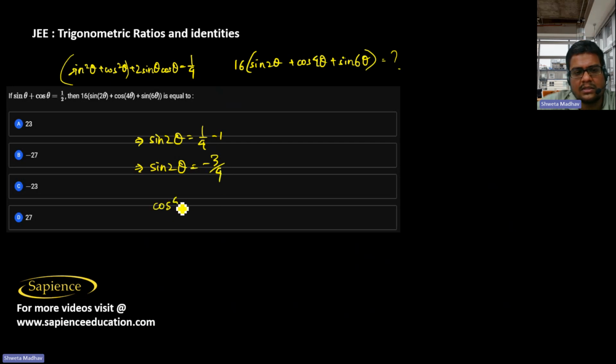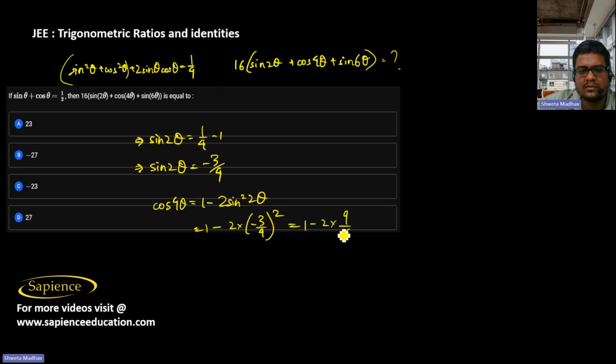Now cos 4 theta can be written as 1 minus 2 sin square 2 theta. So this will be 1 minus 2 into minus 3 by 4 whole square, which is 1 minus 2 into 9 by 16, 2 eights are 16. So 1 minus 9 by 8 is minus 1 by 8.